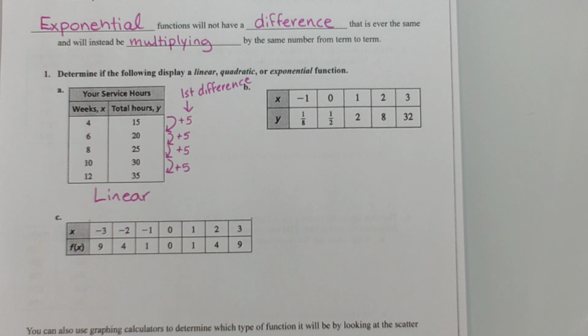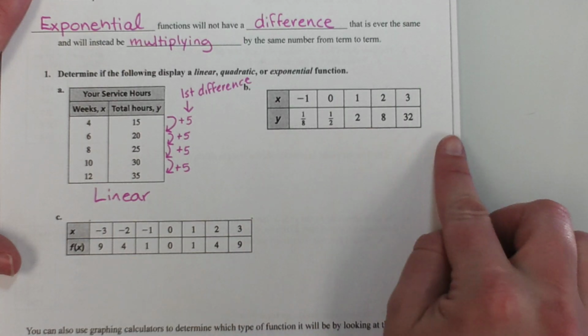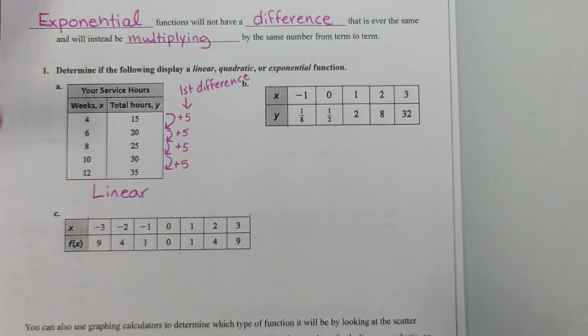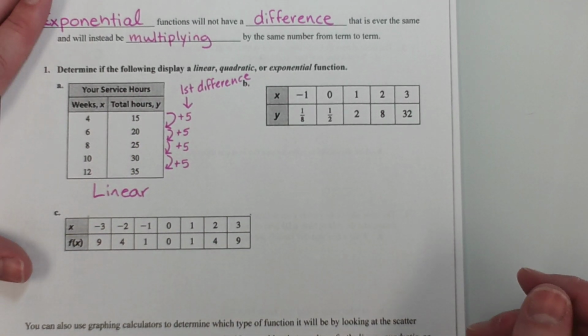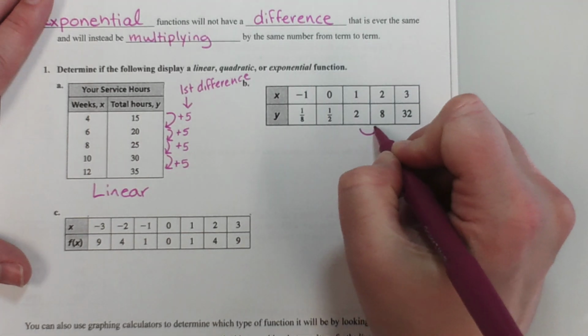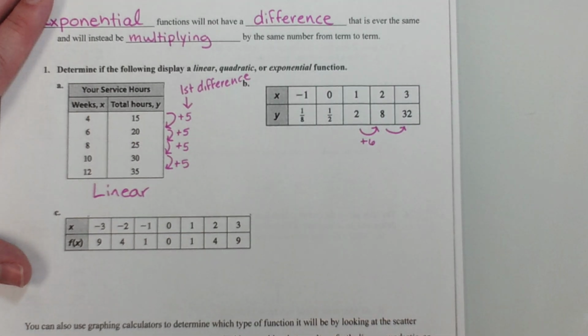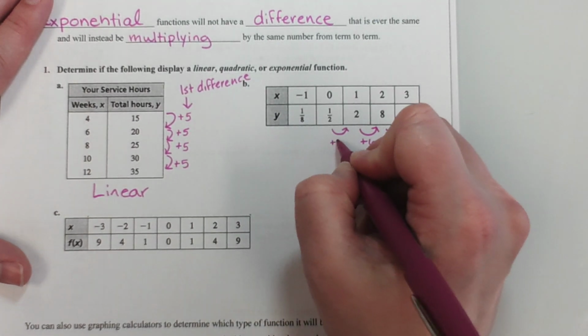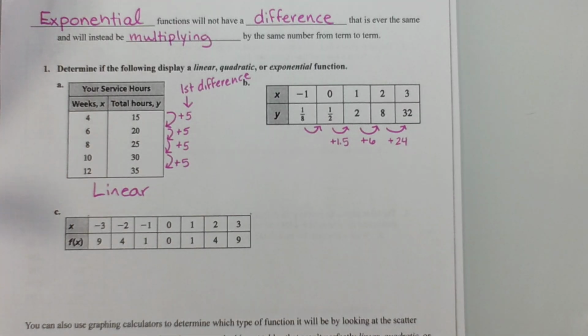I check that my x's are evenly spaced, and I start looking at the differences. Sometimes it's going to be obvious that the first difference is not the same, or that it is. The first difference should be pretty easy to see. Right here, pretty clear we're not adding the same thing from term to term, right? Because like here I'm adding 6, here I'm adding 24, here I'm adding 1.5, and here, notice I skipped over it.